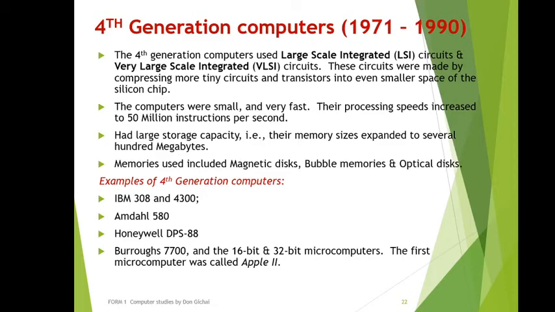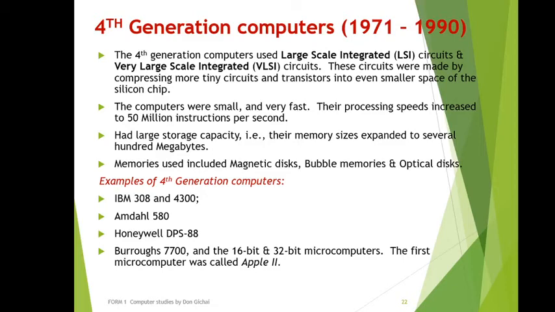The circuits were made by compressing more tiny circuits and transistors into an even smaller space of the silicon chip or chipset. The computers were small and very fast. Their processing speed increased to 50 million instructions per second. Now the other one was 5 million. They had large storage capacity. Their memory sizes expanded to several hundred megabytes. Memories used included magnetic disks, bubble memories, and optical disks. Therefore, you can still see the invention of bubble memories and optical disks in the fourth generation of computers.